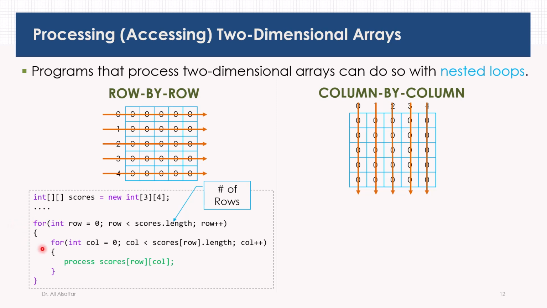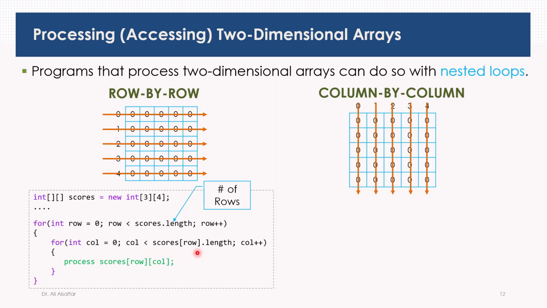The inner loop inside is responsible for the number of columns. And remember that each row is in fact a one-dimensional array. And if you define an array this way, then this is not a ragged array. That means the size of each one-dimensional array in a row is the same. So you can use the length of this one-dimensional array to specify the number of columns in the inner loop.